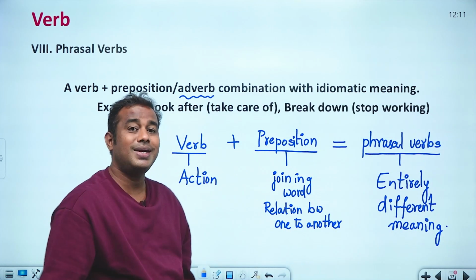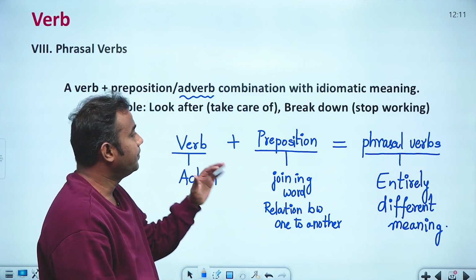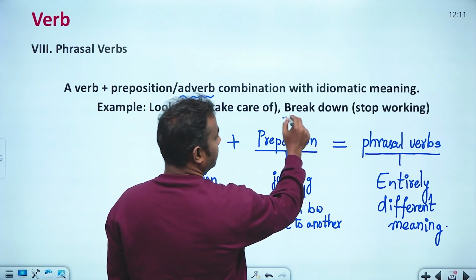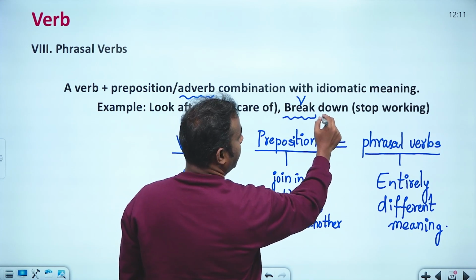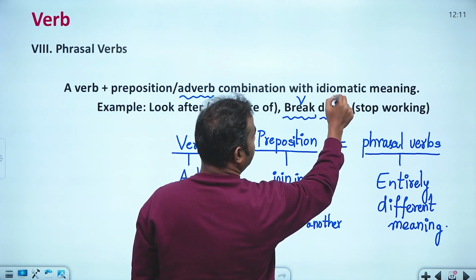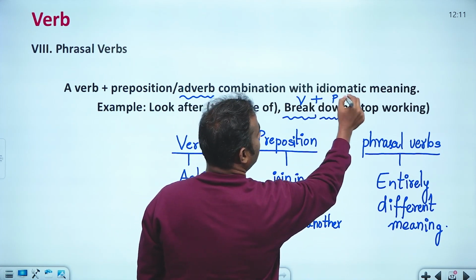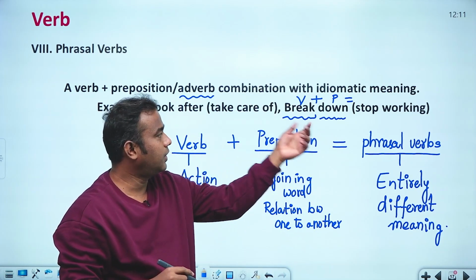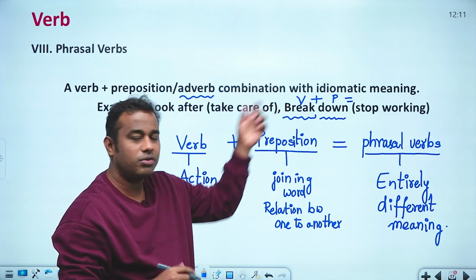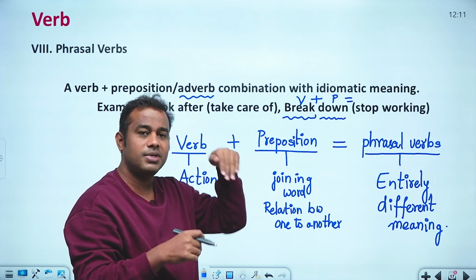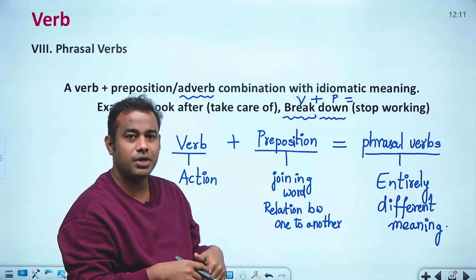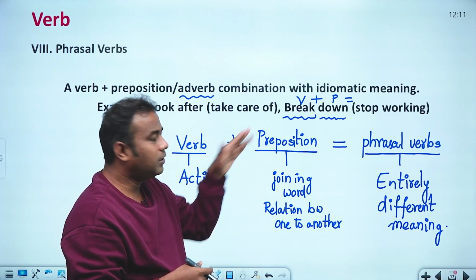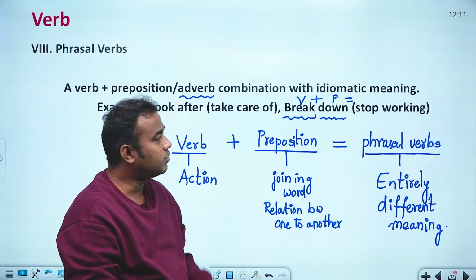What is that entirely different meaning? Look here, for example, break down. Break is a verb and down is a preposition. The combination of verb plus preposition is going to give us a different meaning. Either you are breaking down, something like you are going to break some glass. Down is in the sense of lower, bottom, so the glass has been broken down and then fallen down, something like that.